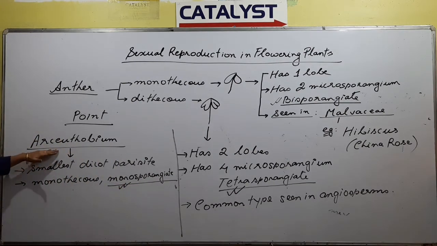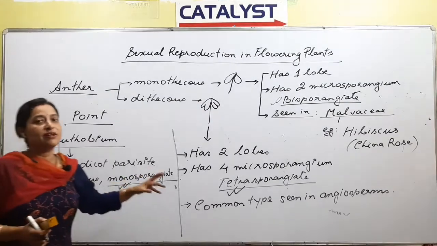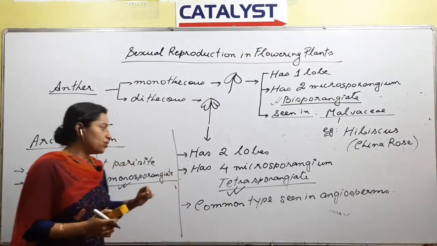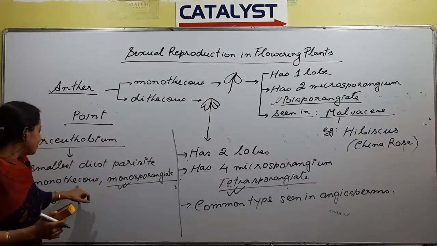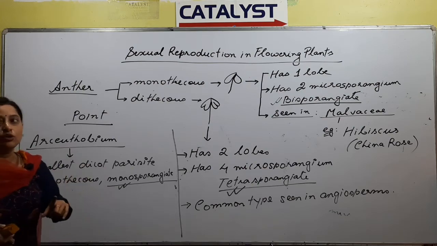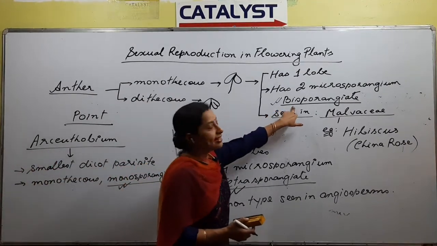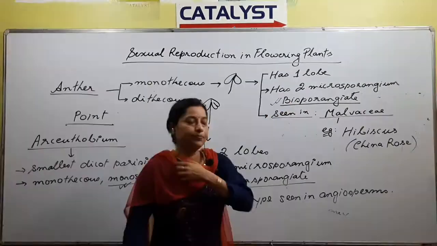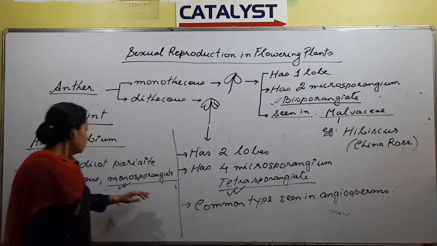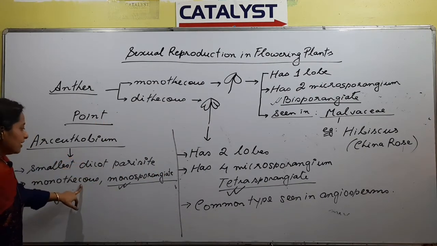Right? So Arceuthobium is a plant, it is an example of a parasite. The question is about the smallest dicot parasite, and the name is Arceuthobium. What is unique? The unique point is monothecous, a word we have already understood, right? Monothecous means the anther has one lobe. When it is monothecous, generally we use the word bisporangiate. So the important point about Arceuthobium is monothecous.